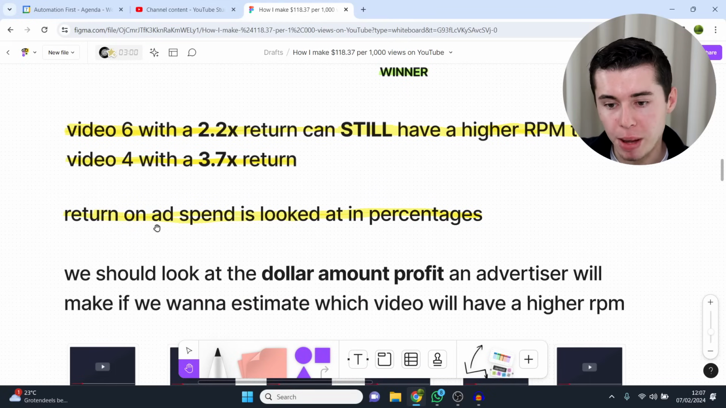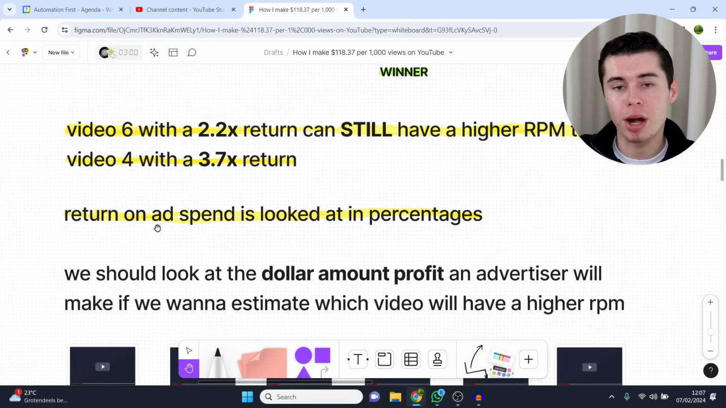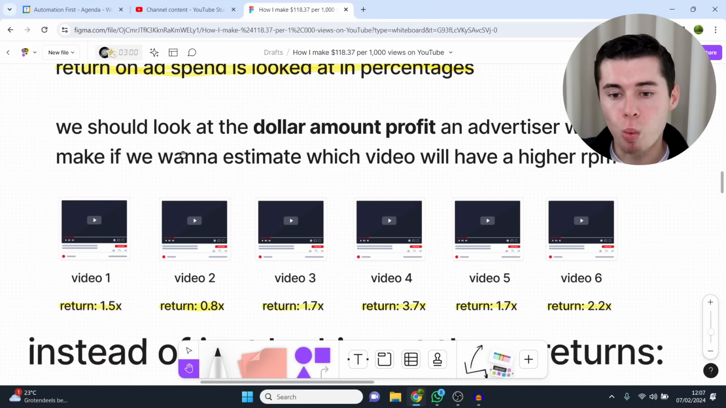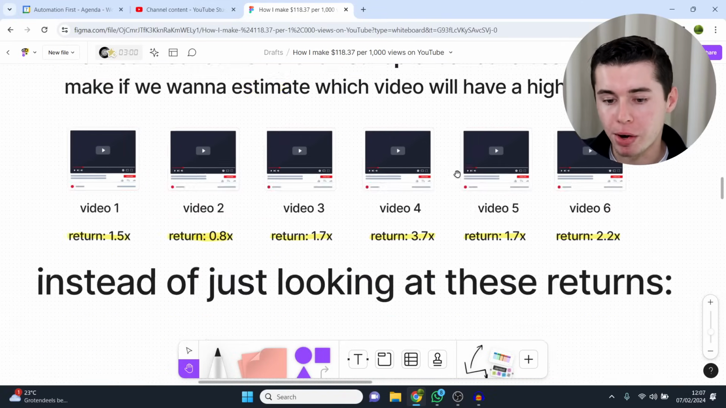So return on ad spend, so how much money they make back from running ads on your videos, is looked at in percentages. However, that is not really what we should look at if we want to figure out how to get higher RPM. We should look at the dollar amount profit, from now on DAP, an advertiser will make if we want to estimate which video will have a higher RPM.